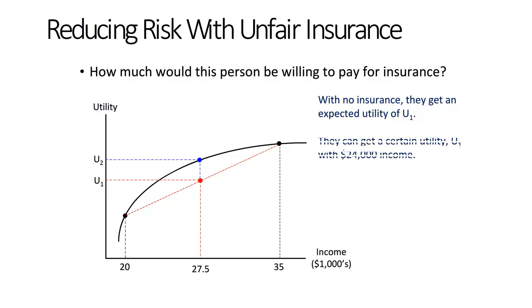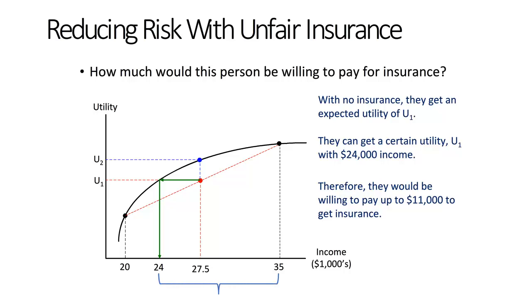So how much would a person be willing to pay for insurance? With no insurance, expected utility is U1. This person can get a certain utility of U1 with $24,000 in income. So the maximum amount they would pay to obtain U1 in utility is $35,000 less $24,000, or a maximum of $11,000.